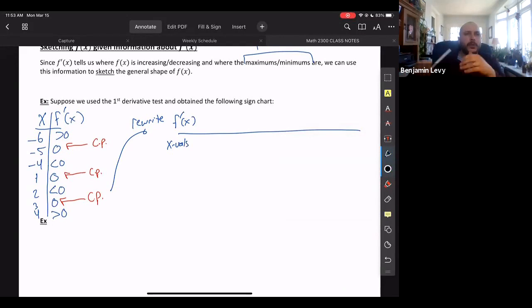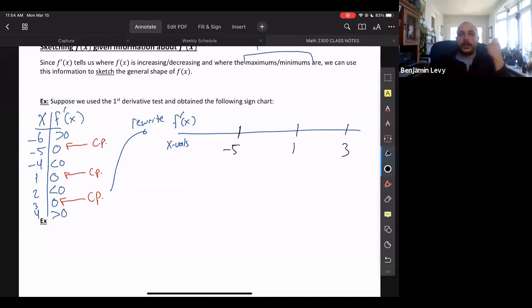Do people agree and understand that the x values -5, 1, and 3 are the critical points? Is that okay? Because the derivative, the first derivative, is 0 there. And so those are the 3 things I'm going to add to this table: -5, 1, and 3, because those are our critical points.